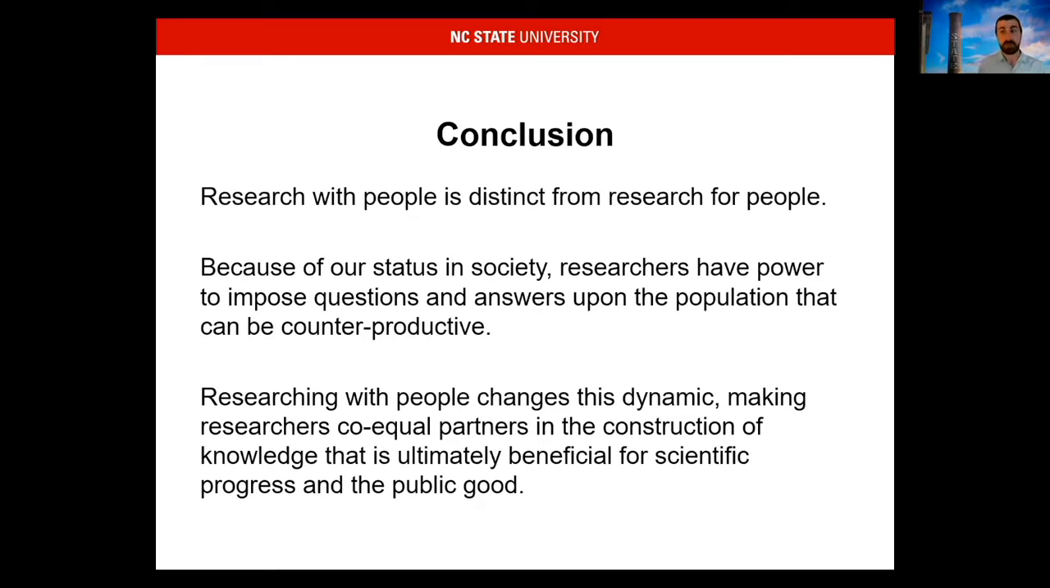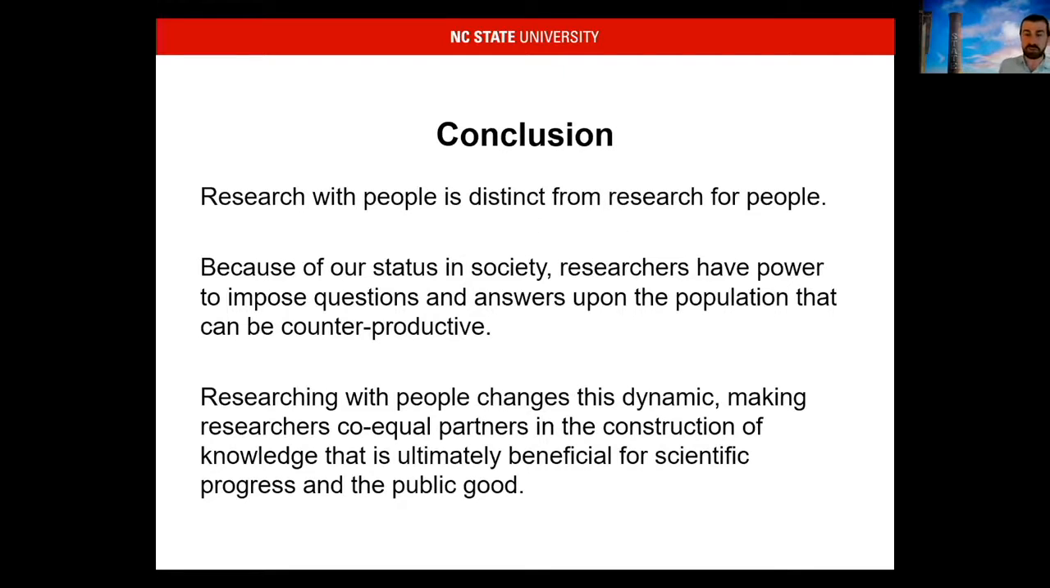So to conclude, research with people is distinct from research for people, right? Because of our status in society, researchers have power to impose questions and answers upon the population that can be counterproductive. That is, a researcher has the capacity to shape knowledge and shape how we perceive ourselves as scientific subjects. And because of that, there's an added ethical obligation to be aware of that power and that role, and to attempt to reduce that amount of power through these forms of more equitable research.